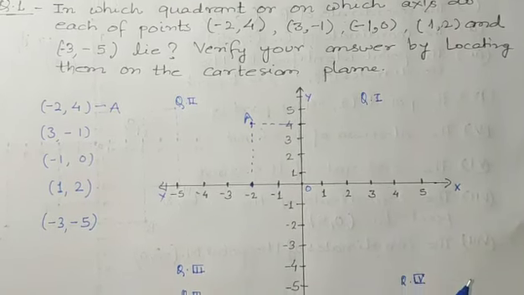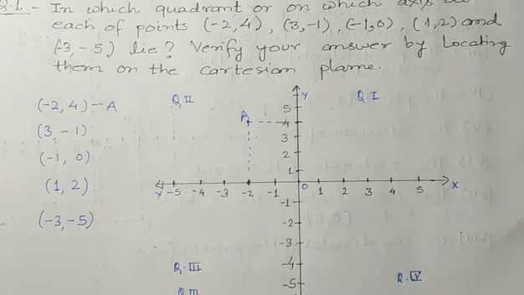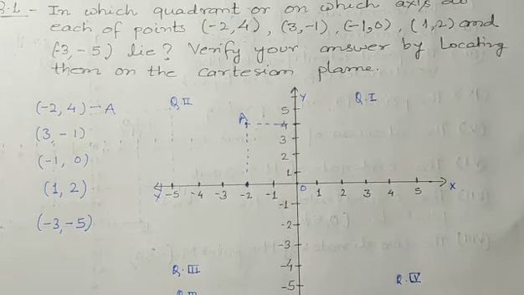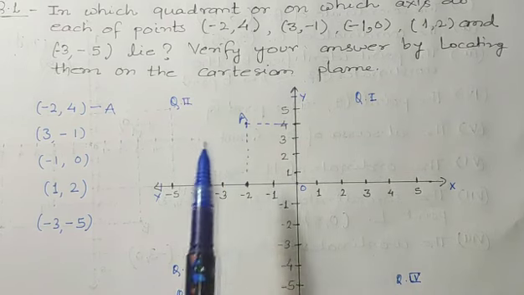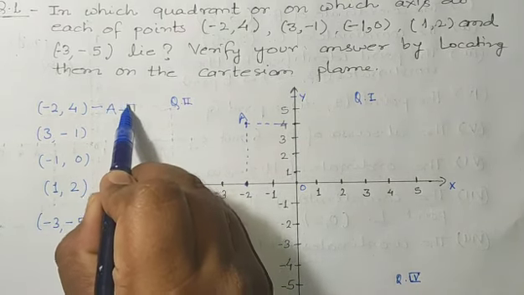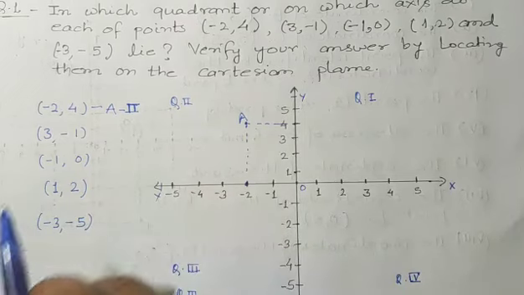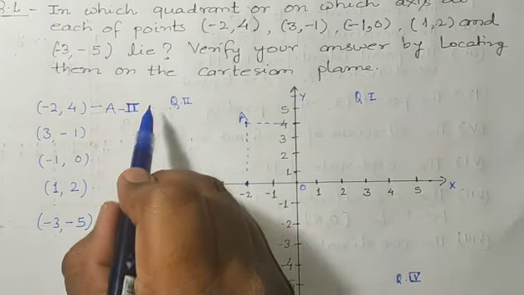Okay, students, so now we have represented this point as A, and this point lies in which quadrant? This point lies in quadrant 2nd.